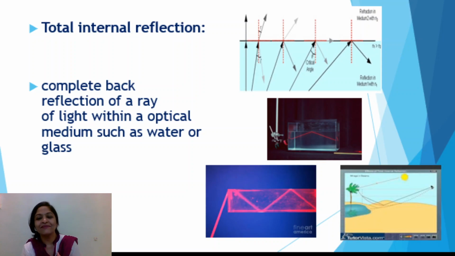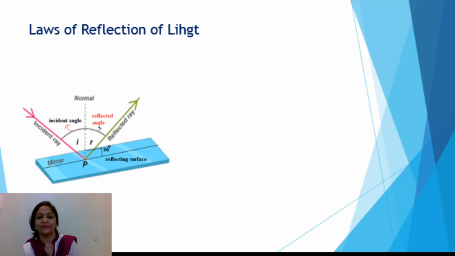Just we'll go ahead and we will see the laws of reflection and laws of refraction, which we have learned already. We will revise it and see here the laws of reflection of light. Now you can see the diagram here very well. This is the incident ray, this is the normal. The normal is an imaginary line drawn on the reflecting surface, and due to bouncing back, this is the reflected ray we are getting.